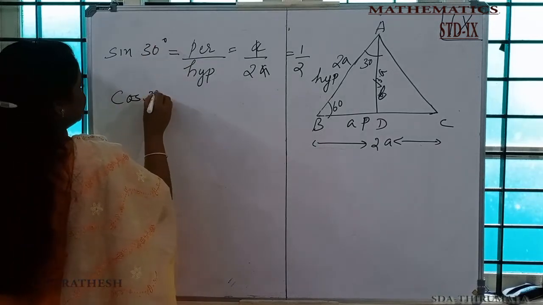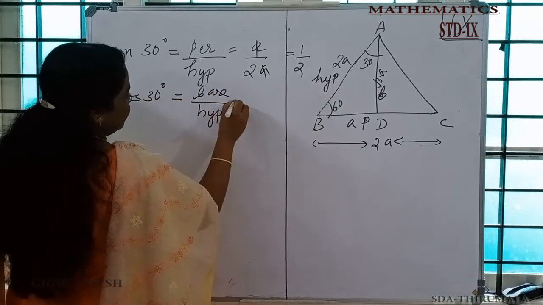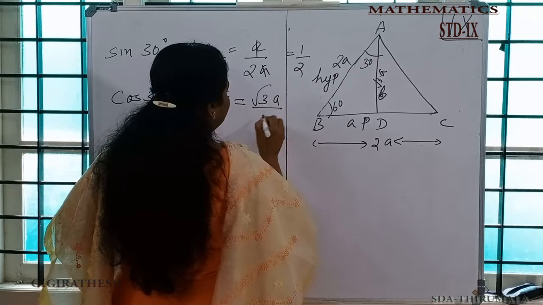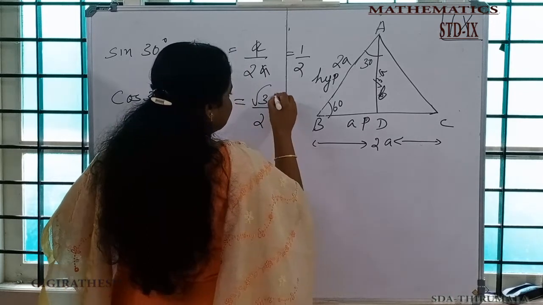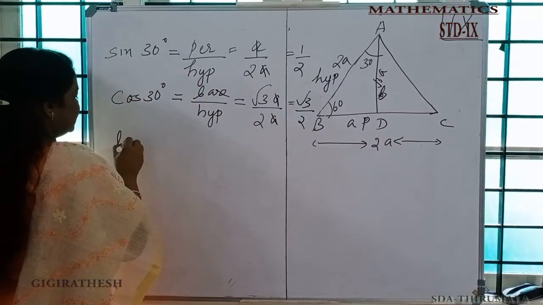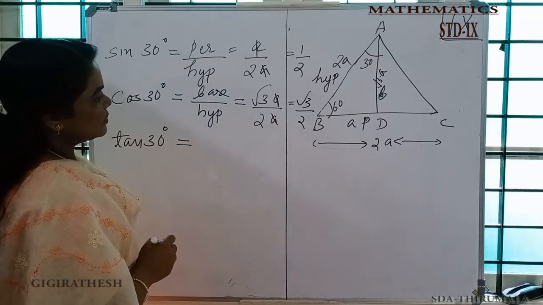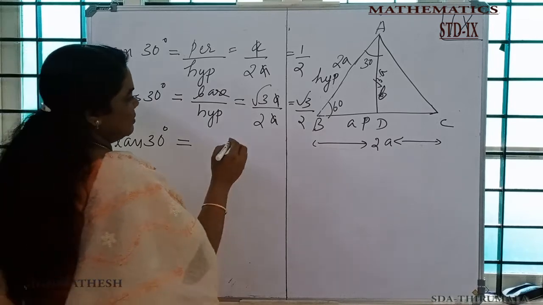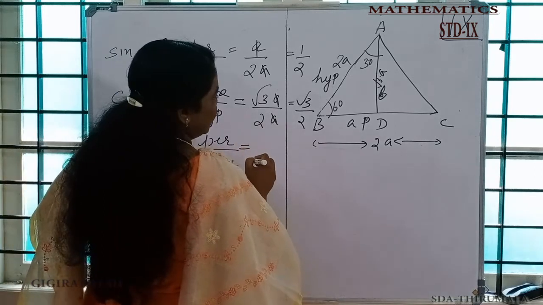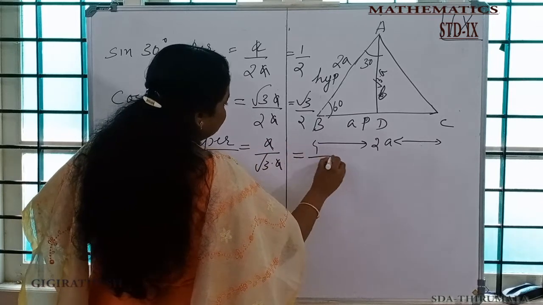Next is cos 30 degree. Cos 30 degree is equal to base by hypotenuse. Base is root 3a and hypotenuse is 2a, and cancelling a we get root 3 by 2. The last one is tan 30 degree, which is perpendicular by base. Perpendicular is a and base is root 3a, and cancelling a we get 1 by root 3.